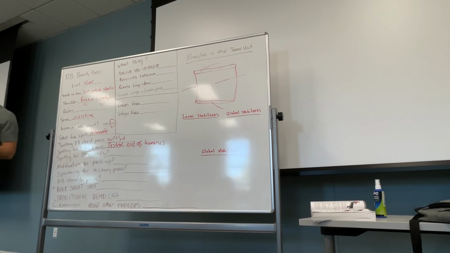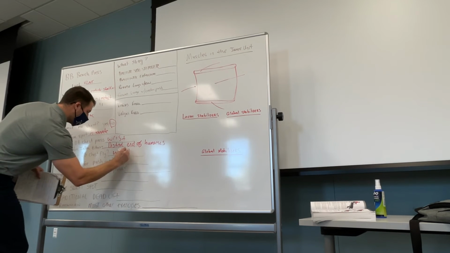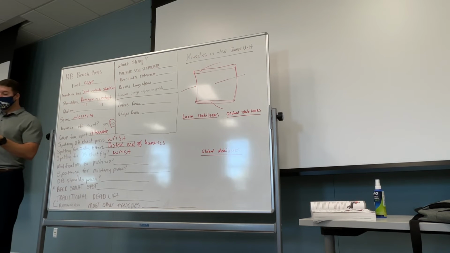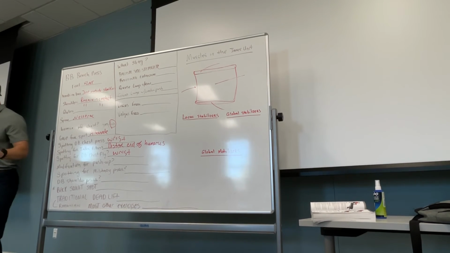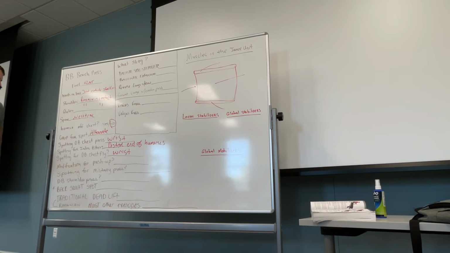Now, what about spotting for the dumbbell chest fly? Wrist or distal end? What do you think? Okay, it's going to be at the wrist. For the dumbbell chest press, we want to make a C shape with our hands. Same thing for spotting the dumbbell chest fly. Same thing, we're making a C.